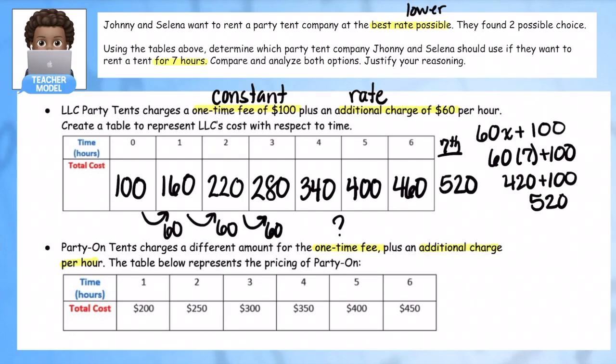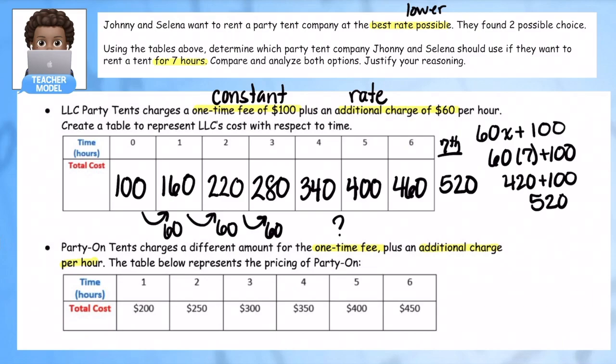So again, I'm doing this both ways on purpose to show you that I could just evaluate to find the cost at any hour, or I can just continue skip counting until I get to the 7th hour. Either one will work. Here we go. So I know my cost for 7 hours with LLC Party Tents.